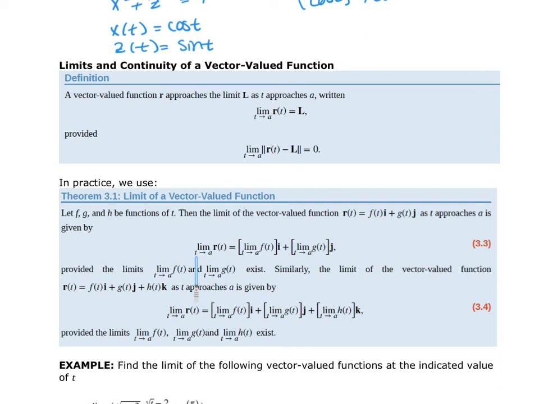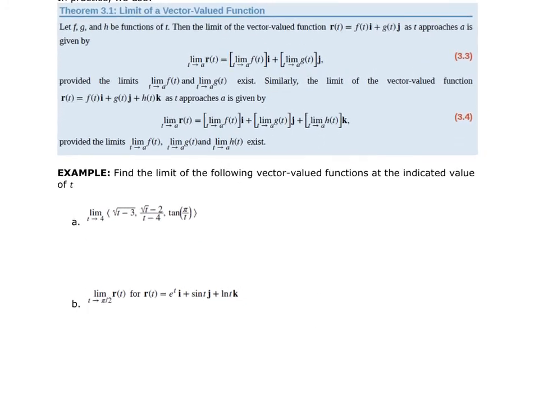Notice that as t approaches a, the limit of r of t is the limit of the first component, the limit of the second component, that's still t approaches a, f of t and g of t, and of course we can go all the way out to 3 components, the i, j, k components, provided, of course, each and every one of those limits exists.